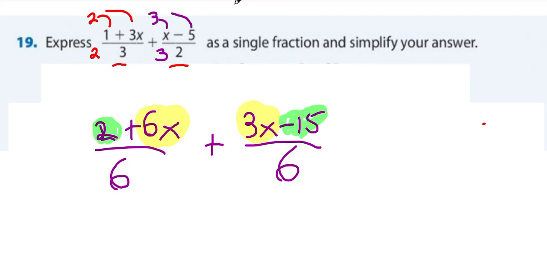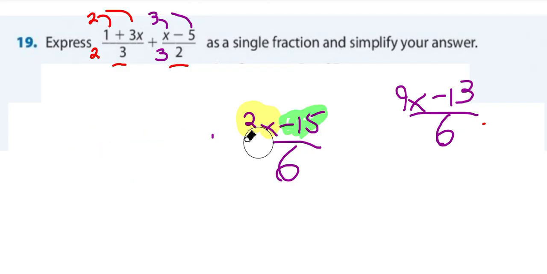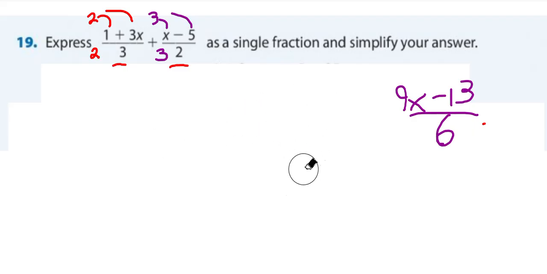So what do we get in total then? Yeah. Minus 13 all over 6. Okay, we cool with that? Okay. Even just getting the common denominator and attempting it is worth something.